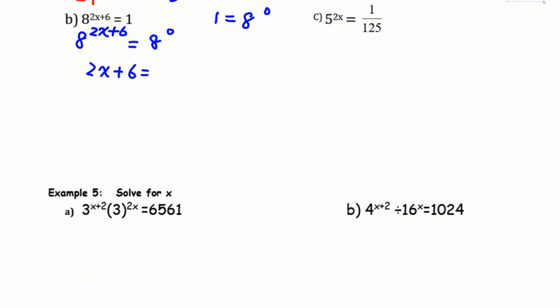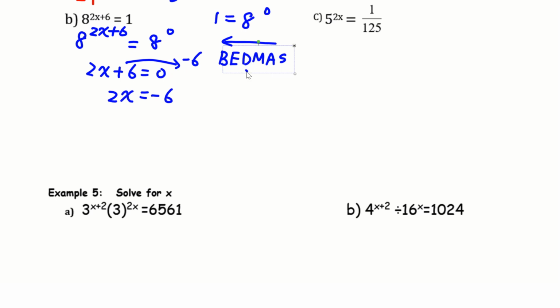This is a linear equation. We isolate x by moving the numbers to the other side. And when we are solving a linear equation, remember we do the solving backward from the order of operations: adding and subtracting first. So plus 6 moves to the other side, the opposite is minus 6. Then we do the divide and multiply after. Then we move the 2 to the other side, the opposite operation is divided by 2. So x equals negative 3.